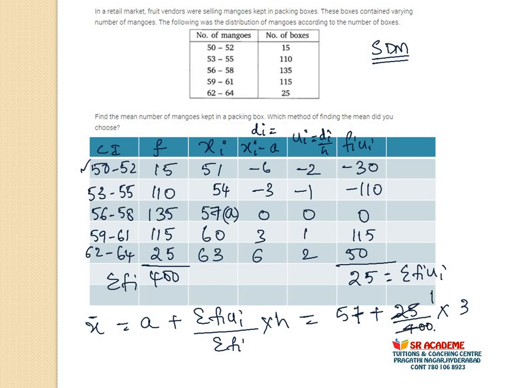25 ones, 25 eights, 400. 3 by 8 value you will get in decimals. So I am rounding off to 2 decimals, which means 57 plus 3 by 8 is 0.19. So what is my answer? 57.19. If you want to do it by using direct mean method or assumed mean method also you will get the same.